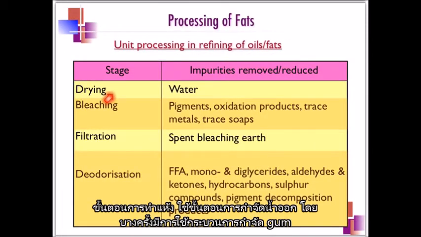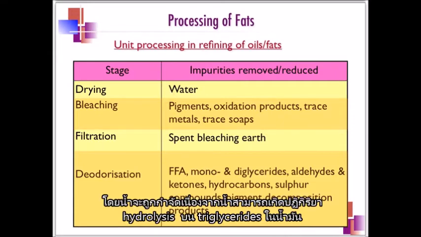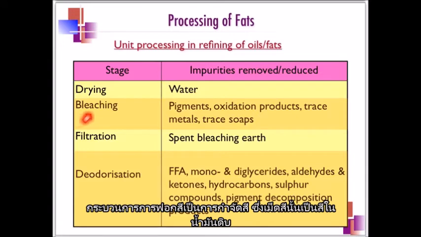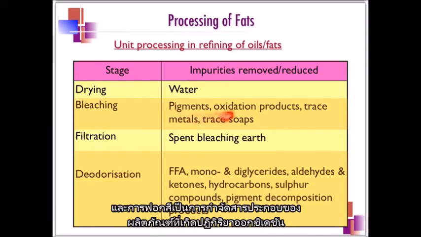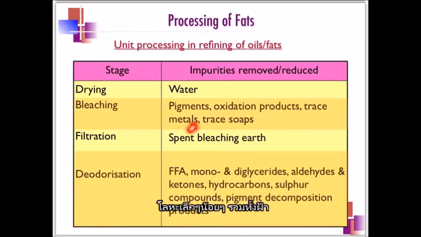Drying stage. Drying is used to remove the water, which sometimes is added during the degumming process. So the water has to be removed to a very, very low level, because water can promote hydrolysis of the triglycerides in the oil. Bleaching is a process to remove color, the pigments which give the color of the crude oil. And during bleaching we also remove other components, for example the oxidation products, more trace metals, and the trace soaps, which result from the neutralization step.